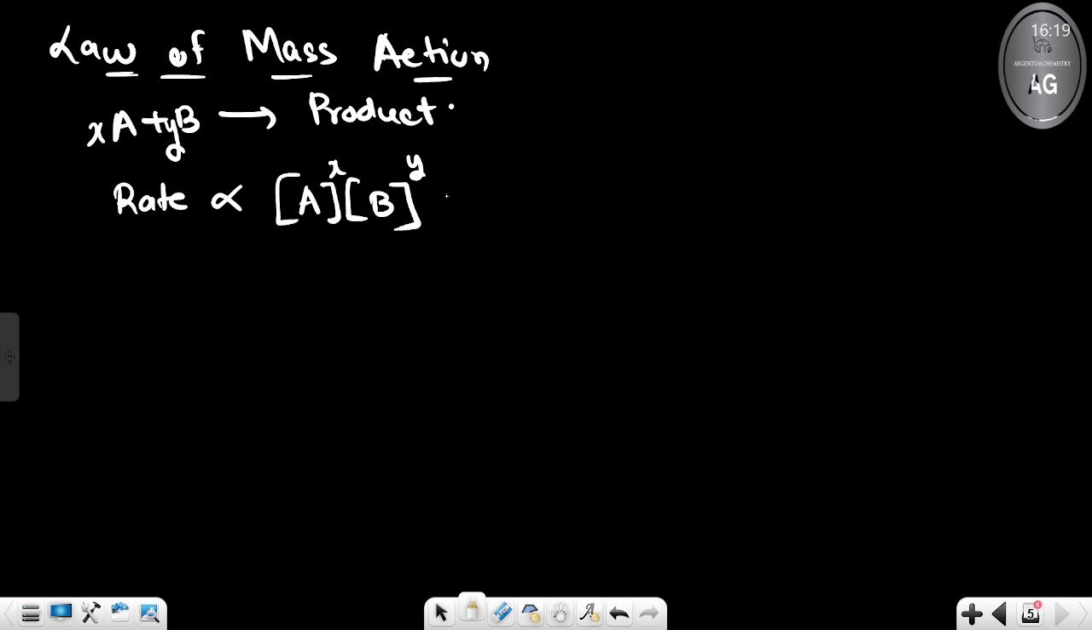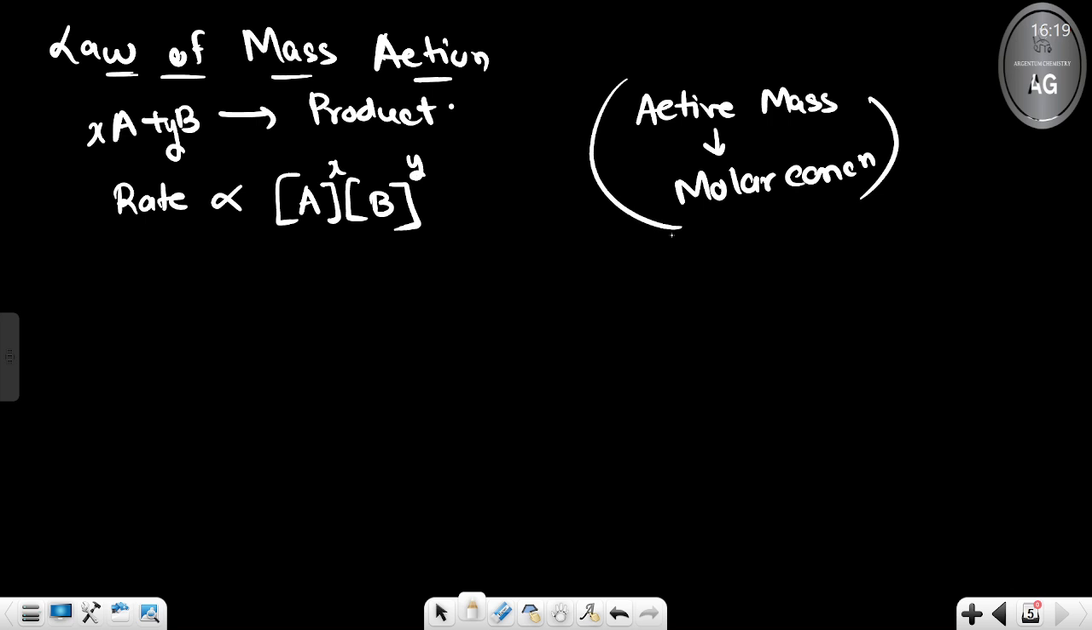Now you will ask, what is active mass? Active mass is nothing but the molar concentration. So whatever concentration value is given, just put it in your answers. Did you understand? If a general equation is asked, and you are asked what the rate of the reaction should be according to the law of mass action, we have to write rate proportional to the reactants, with each reactant's concentration raised to its coefficient. Clear?